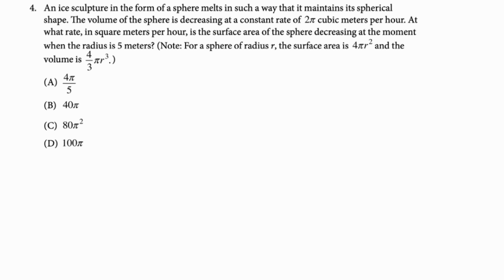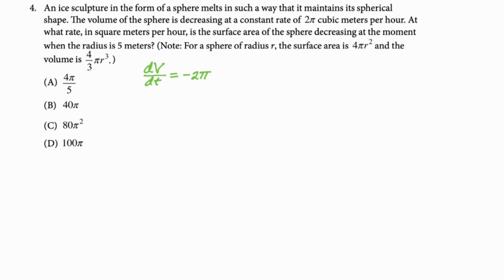Number 4, an ice sculpture in the form of a sphere melts in such a way that it maintains its spherical shape. The volume of the sphere is decreasing at a constant rate of 2 pi cubic meters per hour. I'm going to write that down. dV/dt is going to be negative 2 pi, and then it's cubic meters per hour, but that's not really going to play a role here, so I'm just going to not write it down.